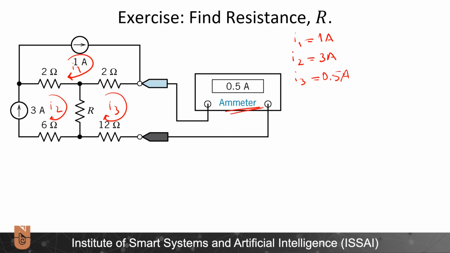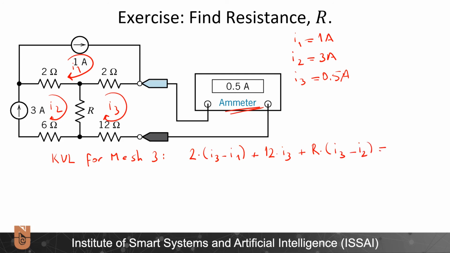But now I need to find the value of R. How can I find this? I can write KVL for mesh 3. So let's try to write this. 2 times (I3 minus I1) plus 12 times I3 plus R times (I3 minus I2) will be equal to 0.